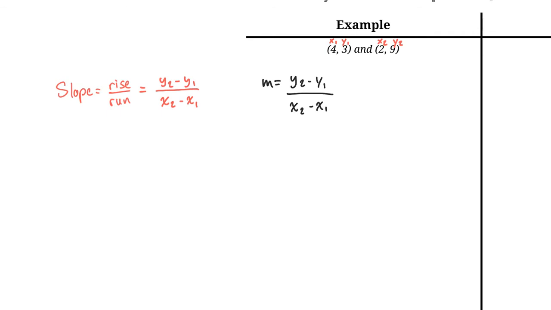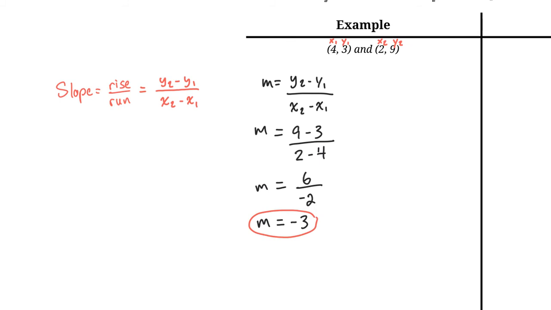So we plug in our 2 points carefully. That's going to be 9 minus 3 over 2 minus 4. And we can just do that calculation. That's just going to be 6 over negative 2. And 6 over negative 2 can be simplified. If we do that division, 6 divided by negative 2, that's just negative 3. So m, our slope, is equal to negative 3.